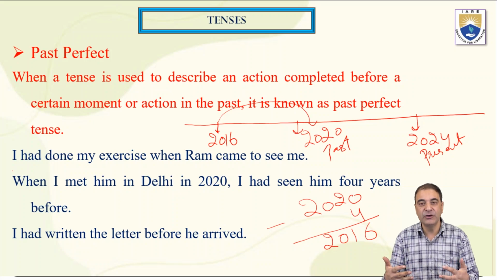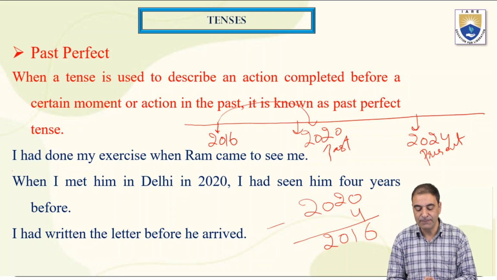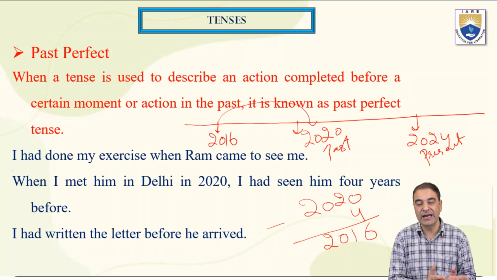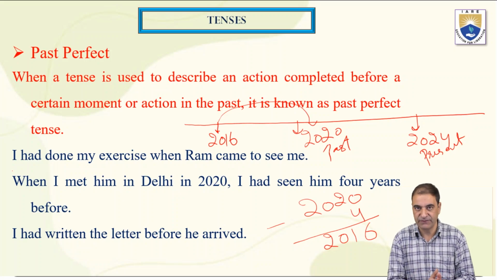We often use these two tenses together. That means the simple past and the past perfect. Simple past for the second action and the past perfect for the first action. That's why we say when a tense is used to describe an action completed before a certain moment or action in the past, we call it past perfect tense.